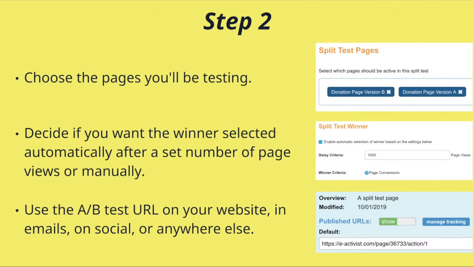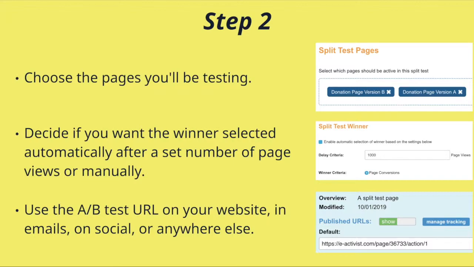You can have more than 2, and it'll also allow you to decide if you want the winner selected automatically after a set number of people view the page. You can also elect to select the winning page manually. Then you'll use the A/B test URL that gets created by Engaging Networks on your website and your emails and everywhere else, and start tracking to see which of your pages is performing the best.